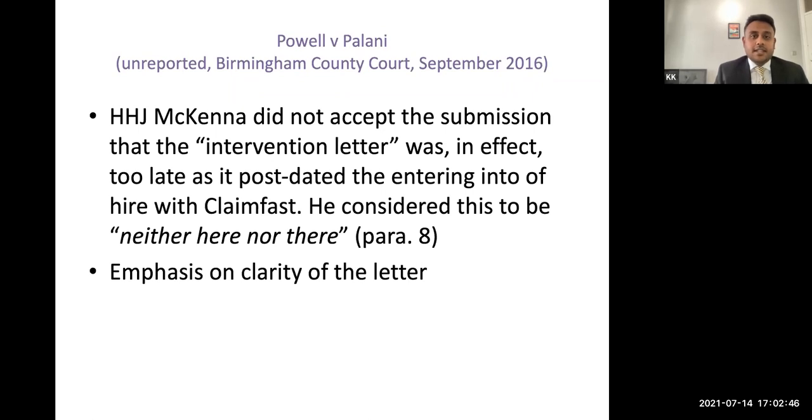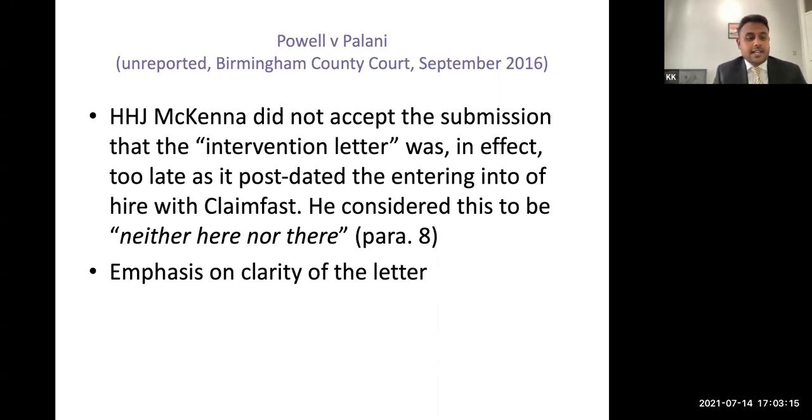And in this particular case, His Honour Judge McKenna didn't accept the submission that the intervention letter was in effect too late, even though it was post-dated the entering into of hire. In his view, this issue was neither here nor there, and really he found that intervention, or the basis of a successful intervention, depends upon the clarity of the letter.